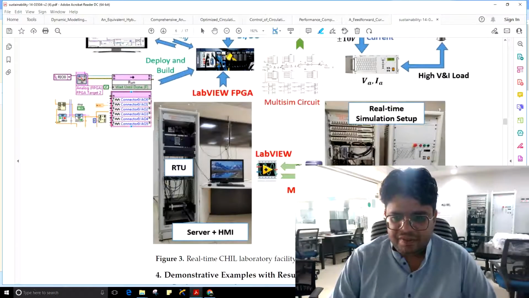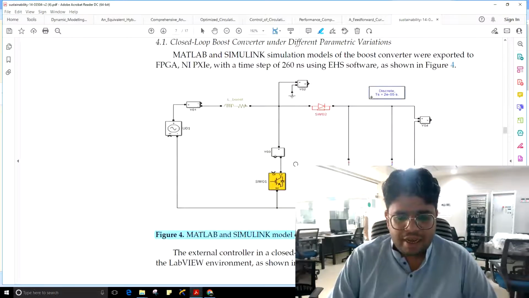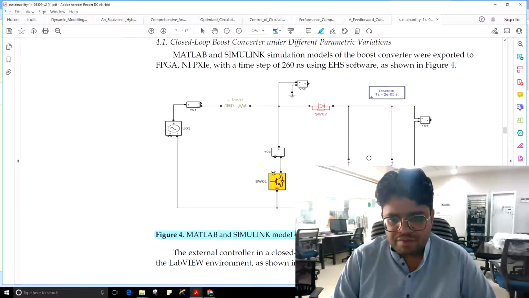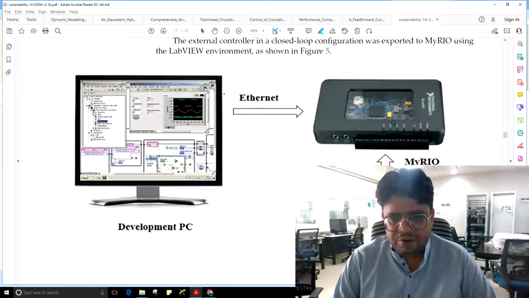This is a setup that we have in our university. So in this case, a closed-loop DC to DC boost converter is loaded. This circuit is done in MATLAB and directly loaded into the PXI as discussed. And the controller is burned into myRIO, National Instruments equipment.